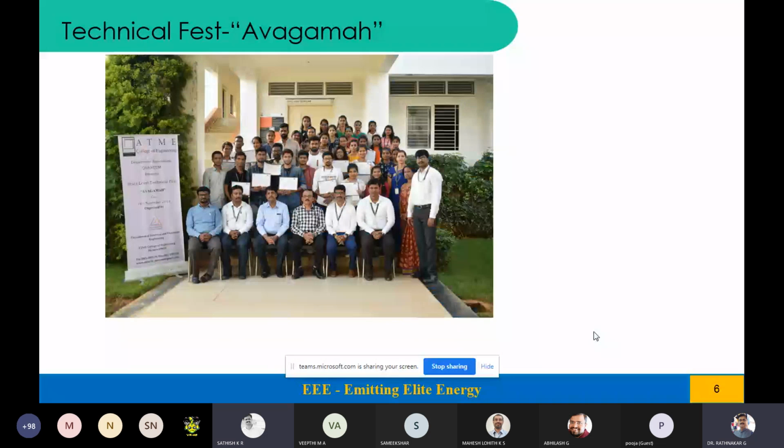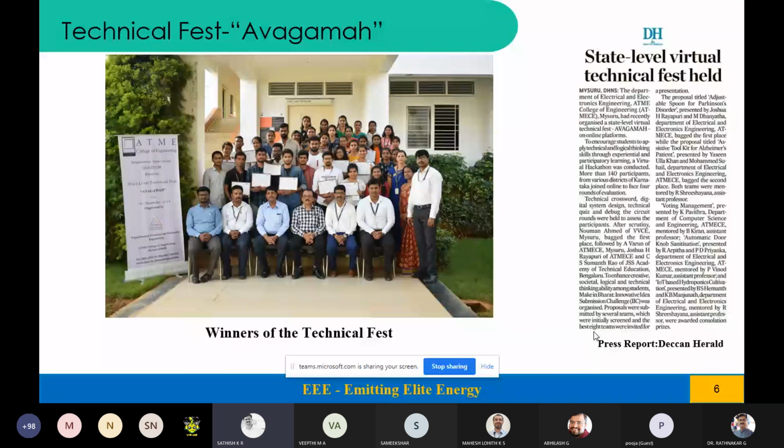Here I'm placing the winners of the technical fest. In the photo presented here, the technical fest is conducted for our college students as well as other colleges. It is a state level program. Here I have shown the paper cutting of Deccan Herald, which came in the paper, and the prize winners of the other colleges have been presented here.